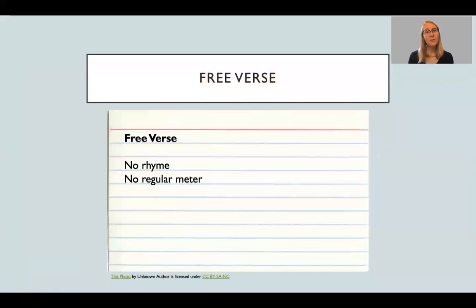Another type of poetry we've already talked about is free verse. And again, free verse is a poem that doesn't have a regular rhyme scheme and does not have a regular meter like the sonnet that we took a look at the beginning of this discussion.